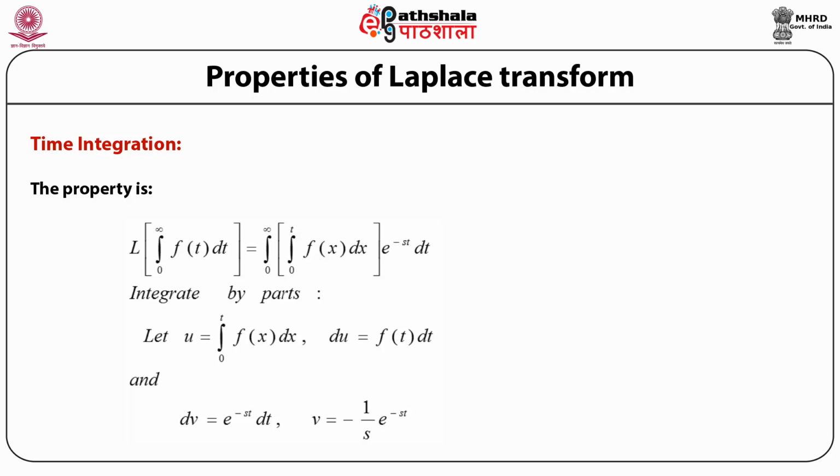Now we can integrate by parts. Assume u is equal to the integral, and du will be equal to f of t dt, because we are taking the integral. And dv is equal to e power minus st dt. If you take dv as e power minus st dt, v is equal to minus 1 by s e power minus st.